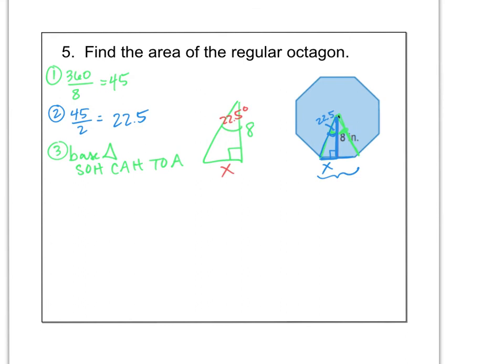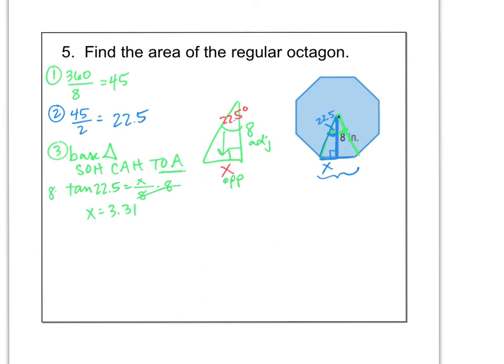Well, think about SOHCAHTOA. The x is opposite of our angle, and the 8 is adjacent. So opposite and adjacent, part of TOA. So we're going to do tangent 22.5 equals x over 8. You're going to multiply both sides by 8. And then you're going to type that in your calculator. And when you type that in, I think you get x equals 3.31.